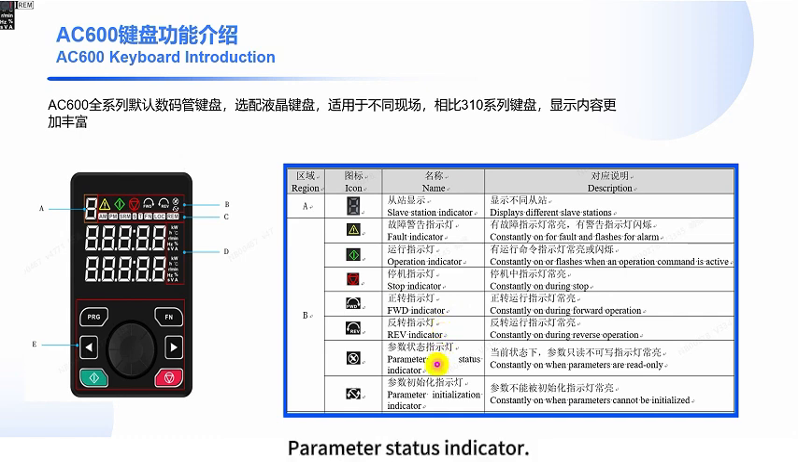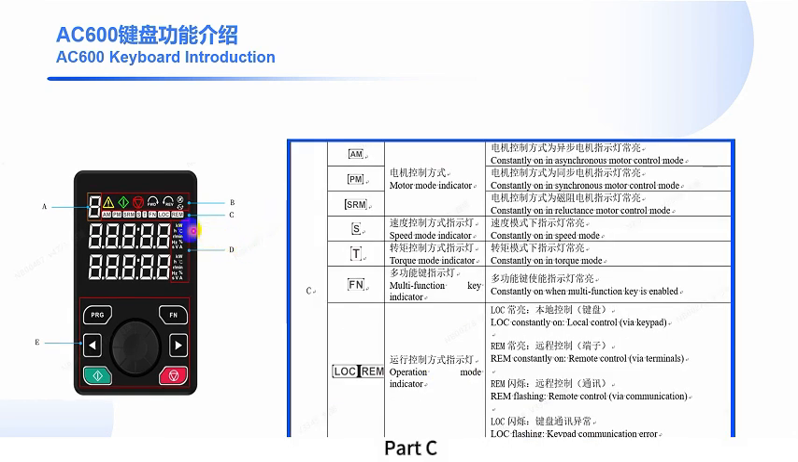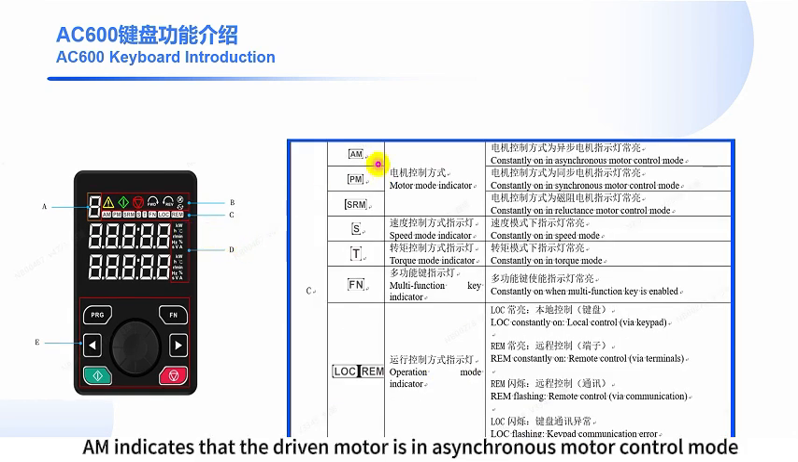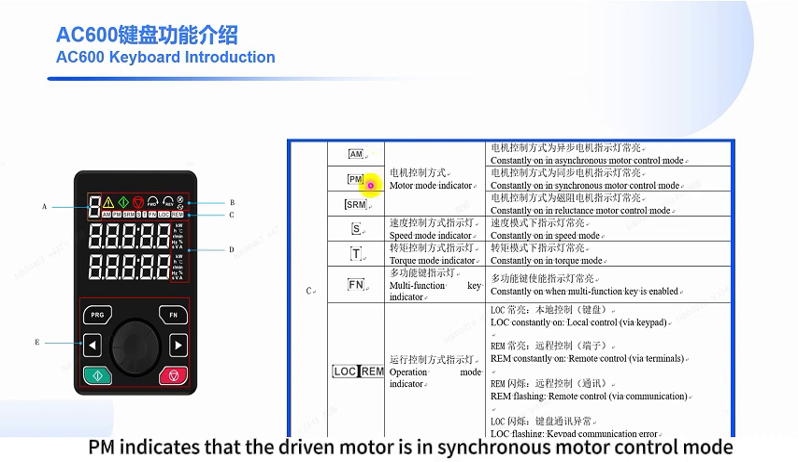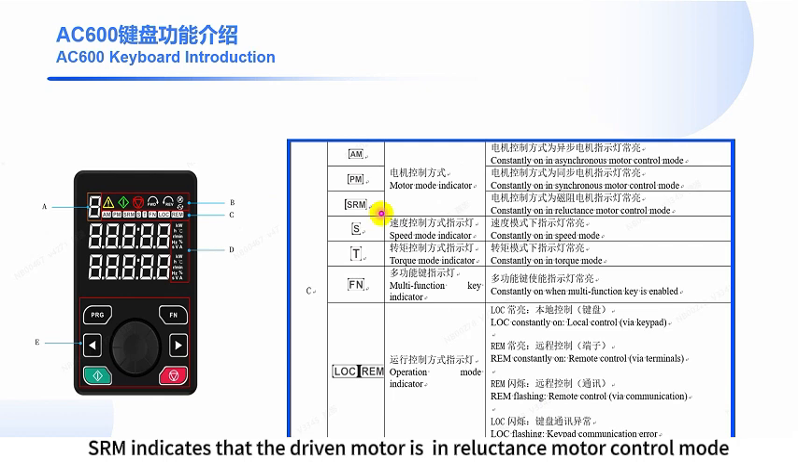Parameter status indicator. Constantly on when parameters are read-only. Parameter initialization indicator. Constantly on when parameters cannot be initialized. Part C. AM indicates that the driven motor is in asynchronous motor control mode. PM indicates that the driven motor is in synchronous motor control mode. SRM indicates that the driven motor is in reluctance motor control mode.